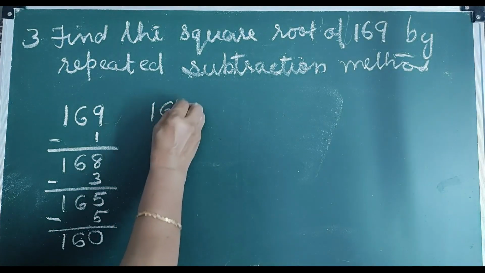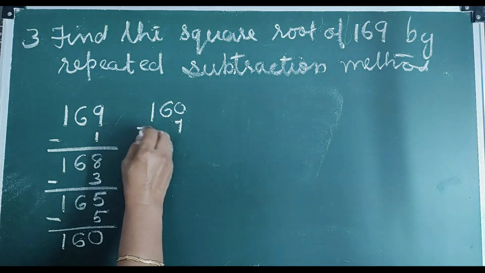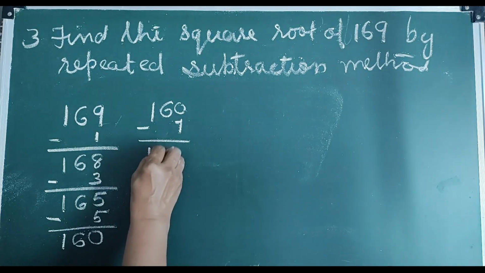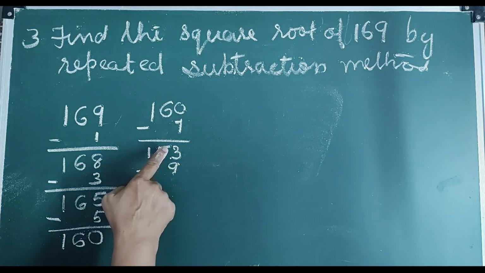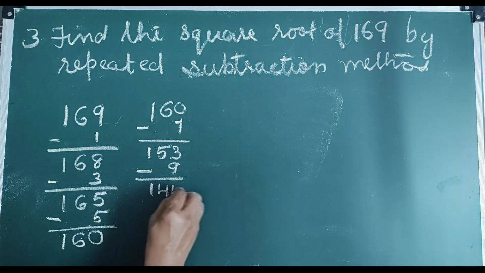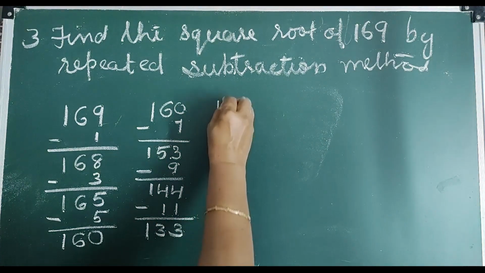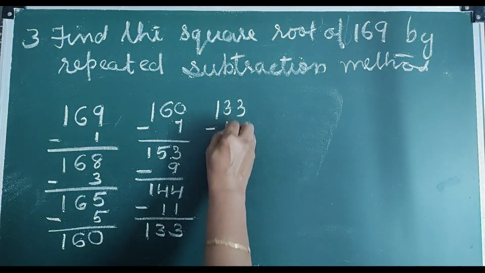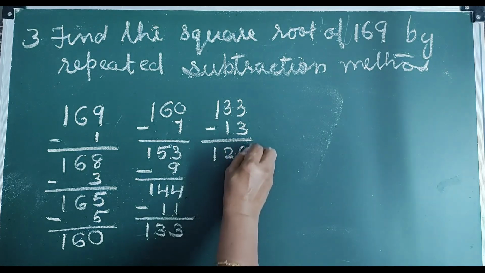Next, 160 minus 7 equals 153. Next odd number is 9. So 153 minus 9 is 144. Next odd number is 11. Then 133. Now 133 minus 13, that's equal to 120.